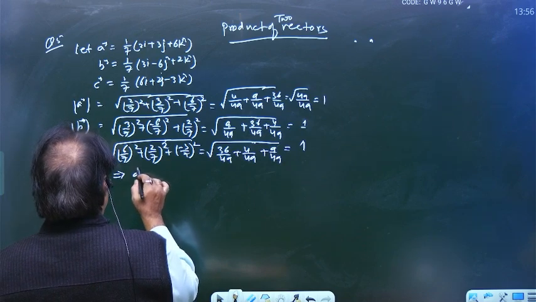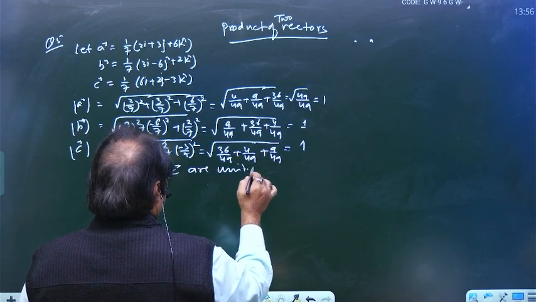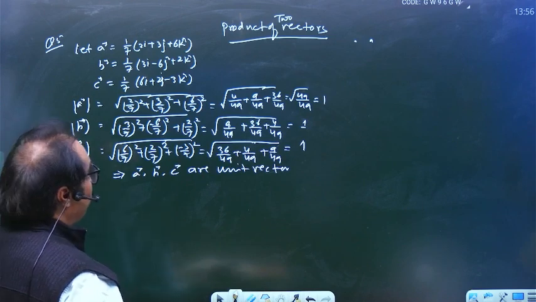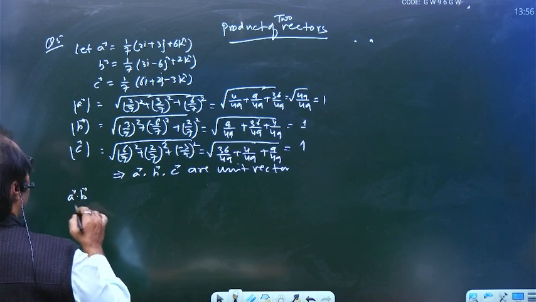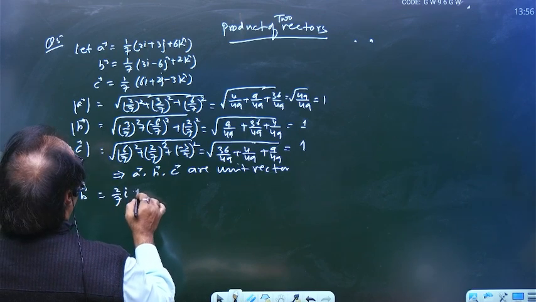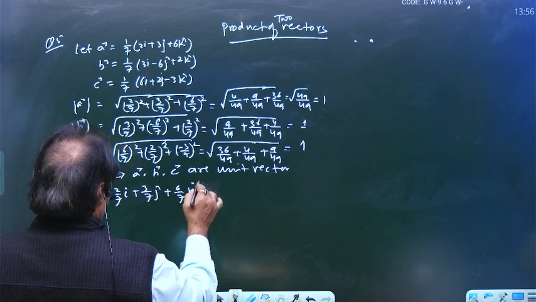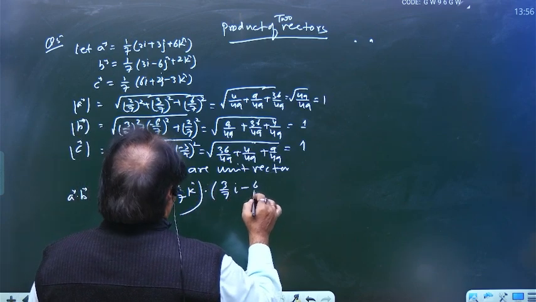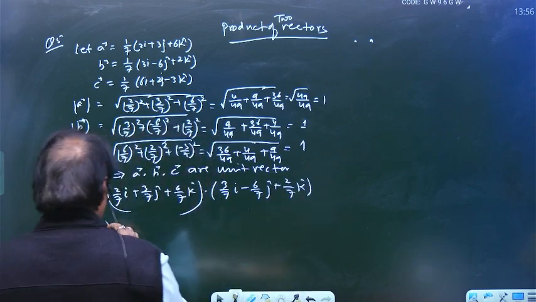So this implies that vector A and vector B and vector C are unit vectors. So this was the first part of this question. And now the second part is we have to also show that they are mutually perpendicular to each other. So we will find A dot B. So A dot B means 2 by 7 i cap plus 3 by 7 j cap plus 6 by 7 k cap. Okay, and dot B, 3 by 7 i cap minus 6 by 7 j cap plus 2 by 7 k cap, and find the dot product.